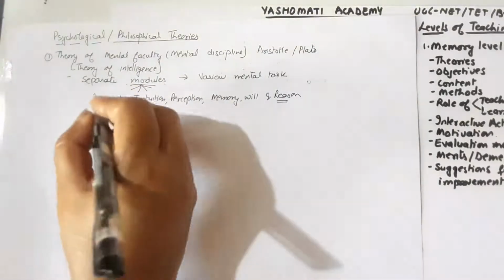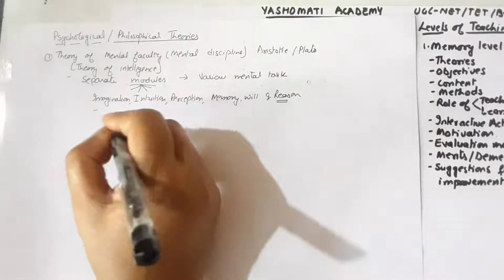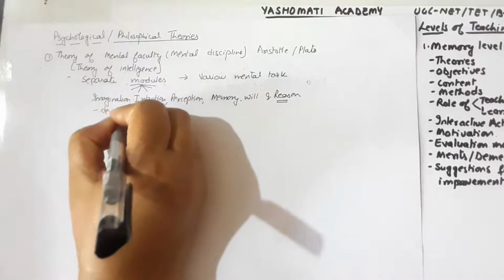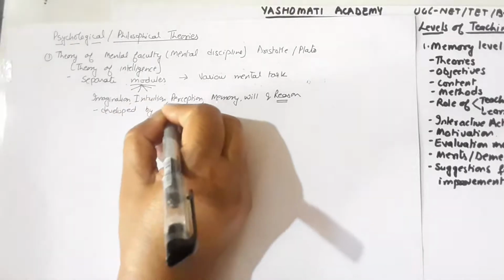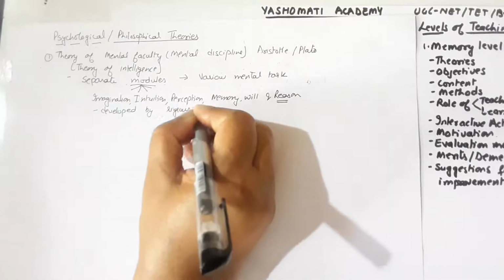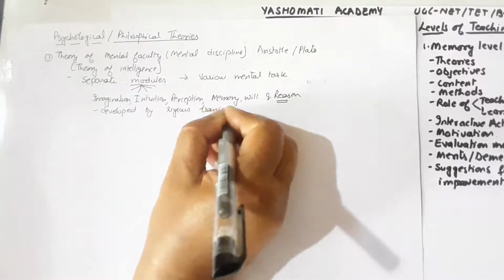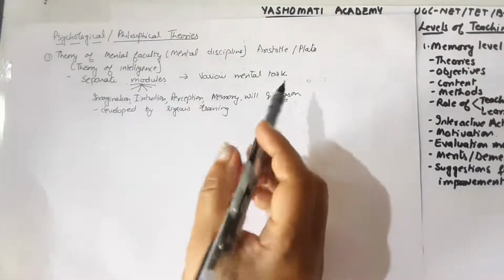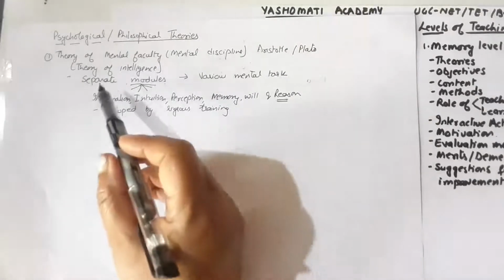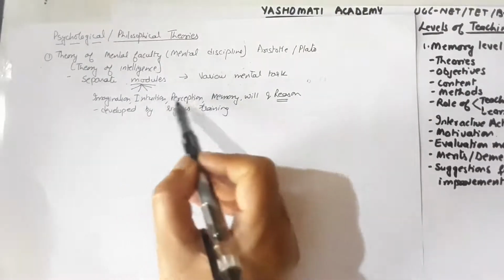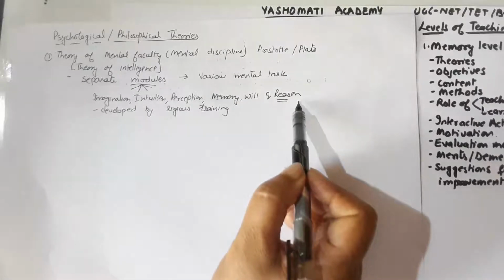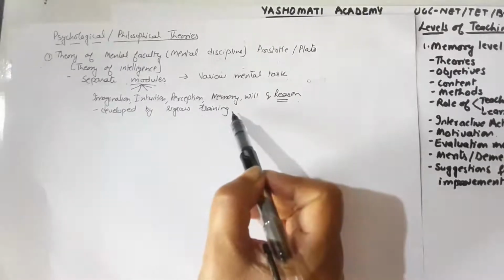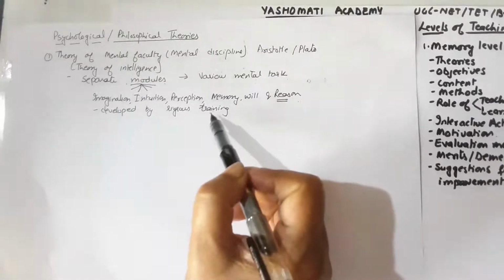According to this theory, these different modules can be developed by rigorous training. So this theory suggests two main things. One thing, that for various mental tasks there are separate modules, and namely there are 6 separate modules, and all these modules can be developed by rigorous training. So it lays stress on training.